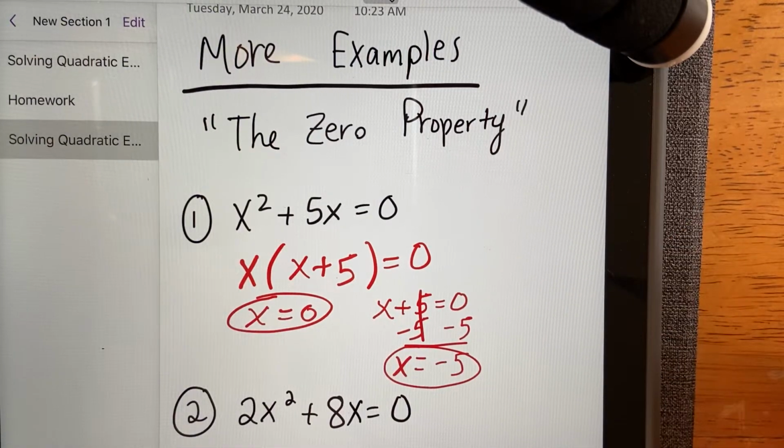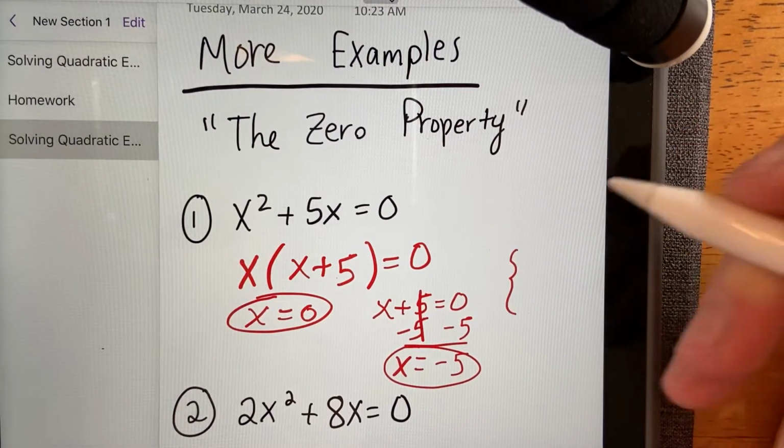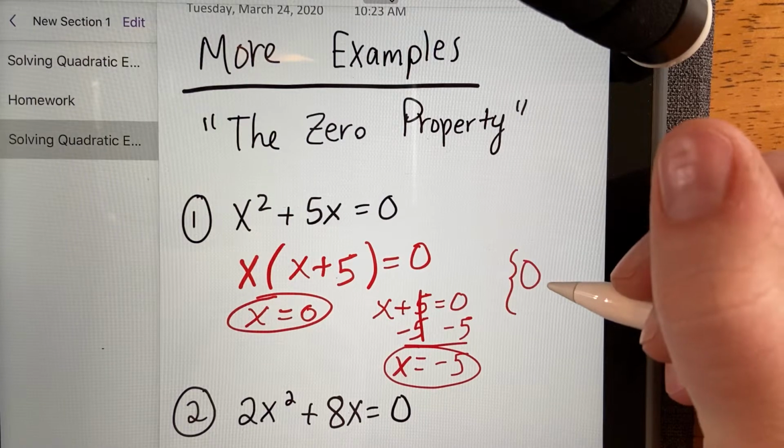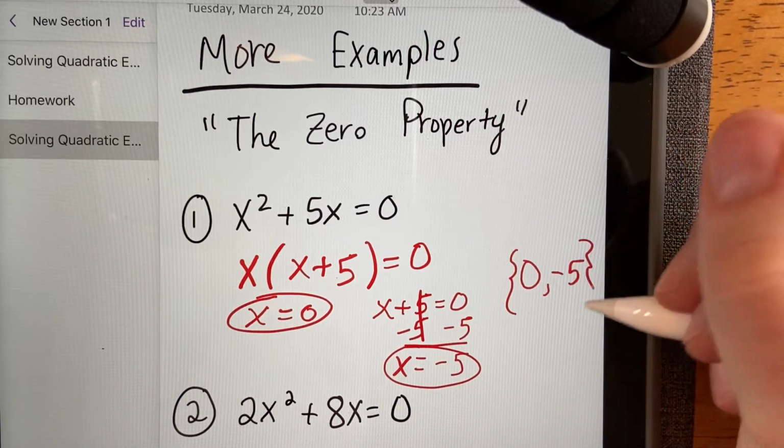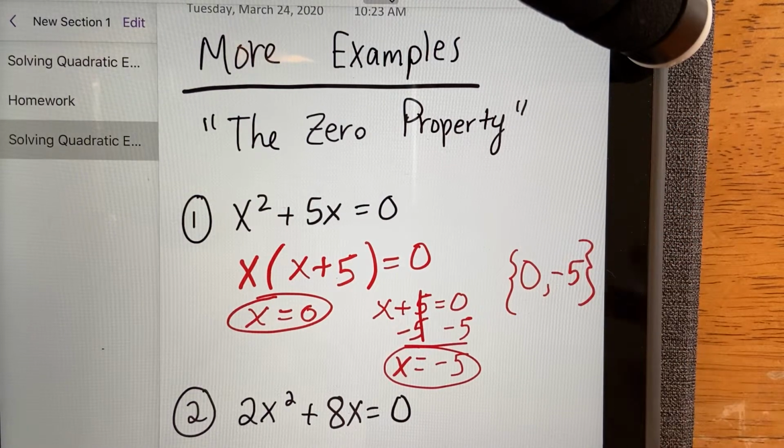Those are my two answers. That would be the solution to this quadratic equation. We can put these in braces: 0, comma, negative 5. That's it.